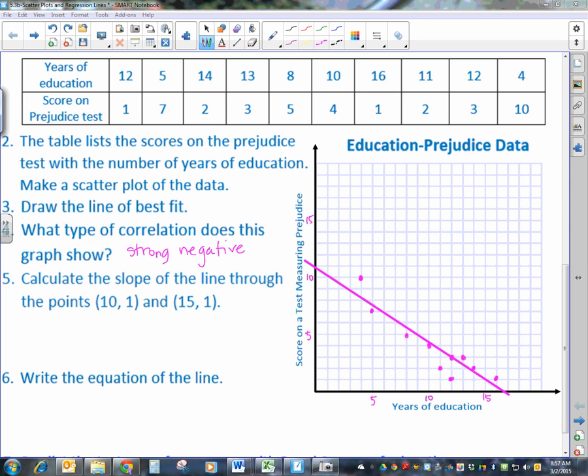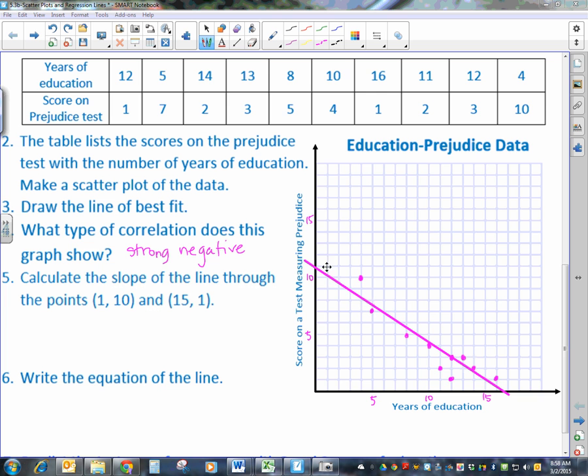And so we continue. We have the points. Calculate the slope of the line through the points 10, 1, and that's not correct. Give me 1 second. Okay, one last time. We're going to go through the points 1, 10, which is right here, and 15, 1, which is right here.